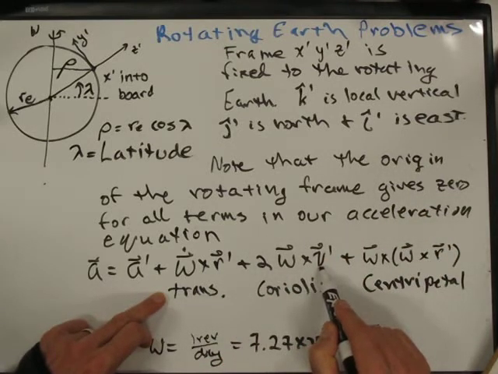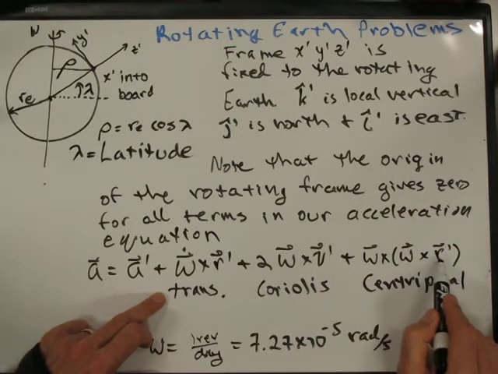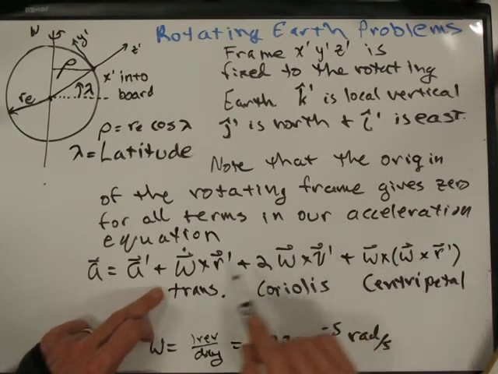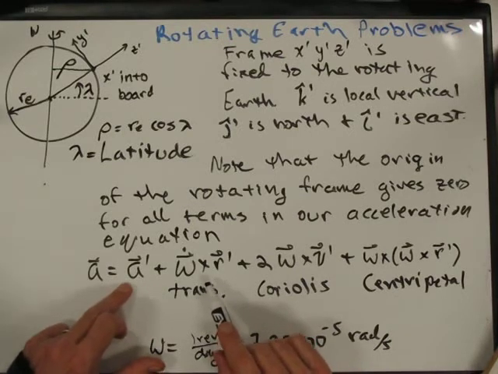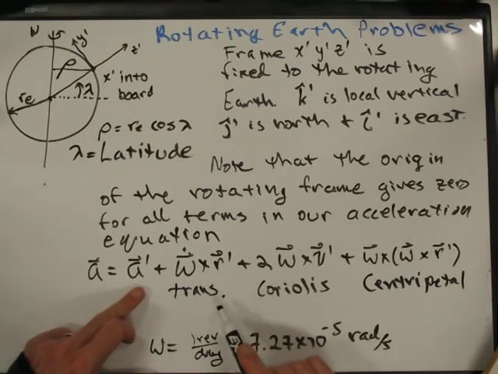Similarly, v prime is the velocity in the prime frame. In the prime frame, the origin is motionless, so we get a 0 here. Again, r prime is 0, so we get a 0 here. And of course, a prime is 0 in the rotating frame because it's the origin. By definition, the origin isn't moving in the rotating frame, so all these terms are 0.